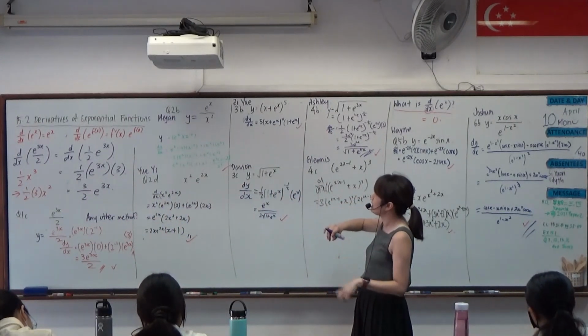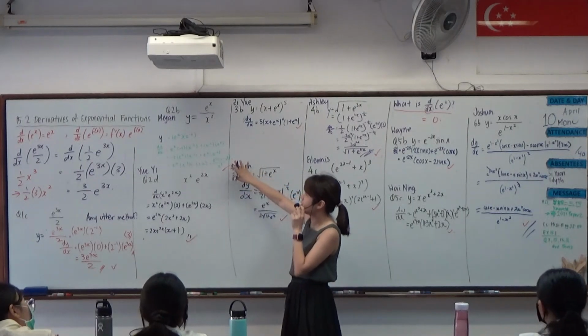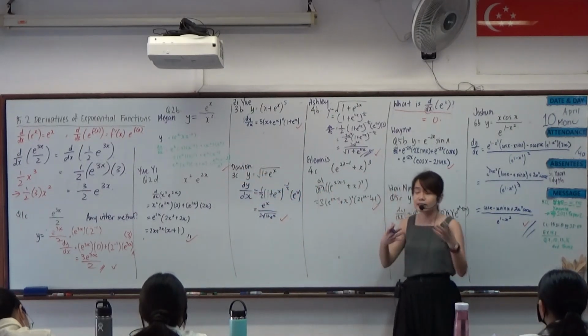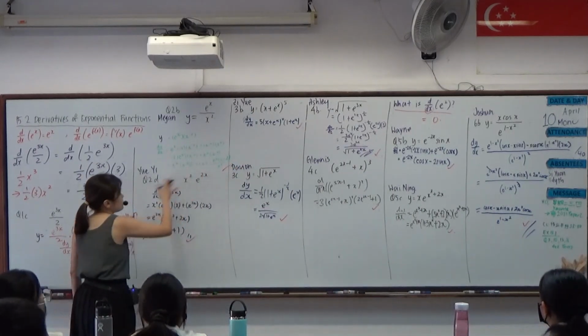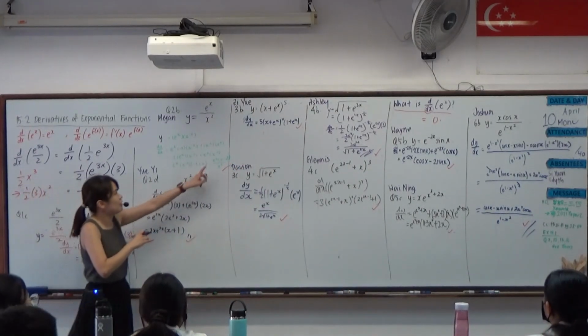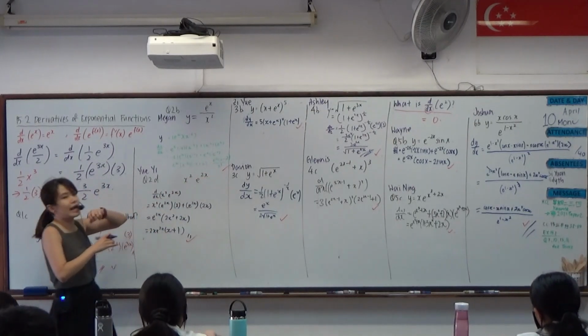Alright, then after that, question 2b, Megan decided to do it by product rule, nothing wrong with that as well. You can also do quotient rule, you will still get the same answer. We get e to the power of x times x minus 2 over x cubed.